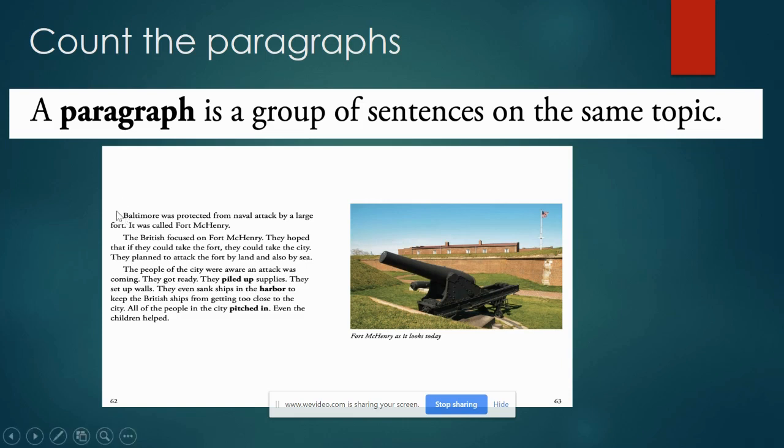Okay, get ready to count. 1, 2, 3. There are 3 paragraphs on this page.